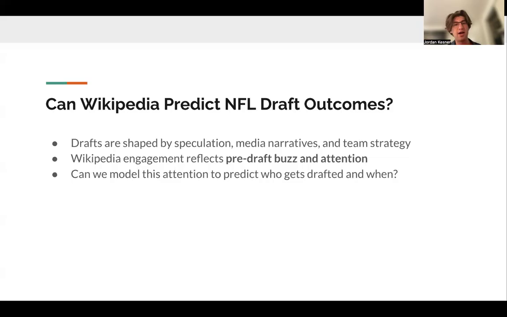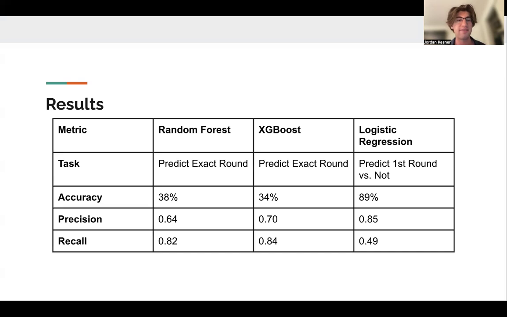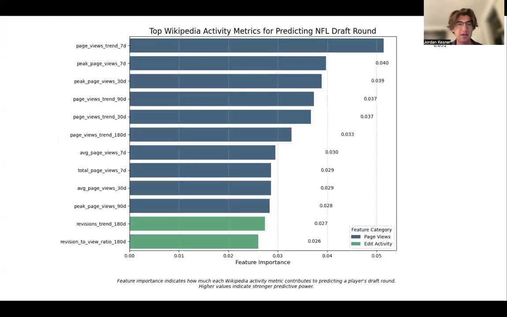Now, getting into the what: can Wikipedia predict NFL draft outcomes? I created a machine learning model that uses players' pre-draft Wikipedia activity to determine whether it can predict the round in which they're drafted. What I found is that for multi-class classification, predicting the exact draft round, I didn't have the best accuracy. But just predicting whether a player would be drafted in the first round or not, I had 89% accuracy, which is very high.